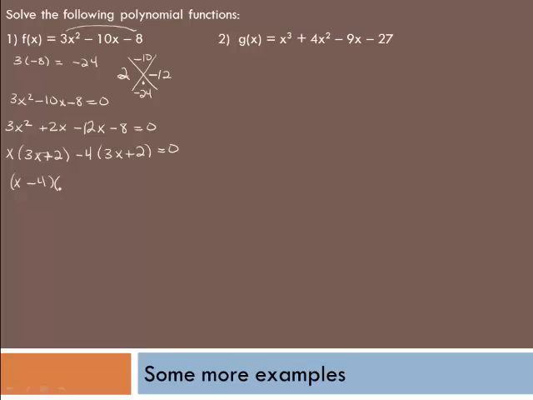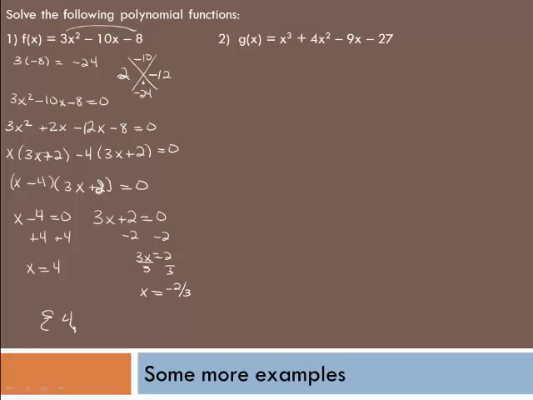So I get x minus 4 times 3x plus 2 is equal to 0. That gives me x minus 4 is equal to 0 and 3x plus 2 is equal to 0. Solving each of these, I get x is equal to 4 and x is equal to negative 2/3. So my solutions are 4 and negative 2/3.